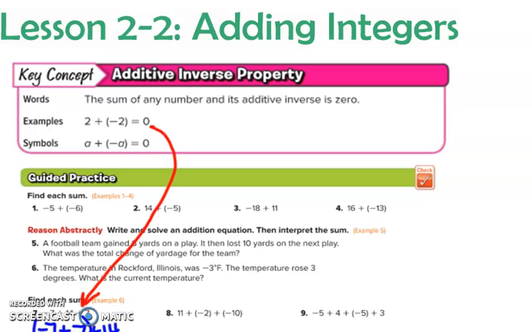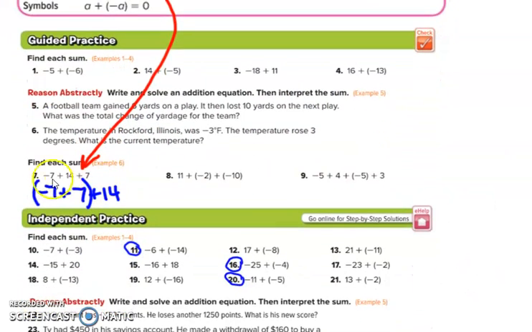Okay, so you can look at like this one right here. Okay, we've got a negative 7 and a positive 7. Go and switch it around so they're together, or else cancel them out in your mind so they're gone. Okay, and then what have you got left? Just the 14. Positive 14 would be your answer.